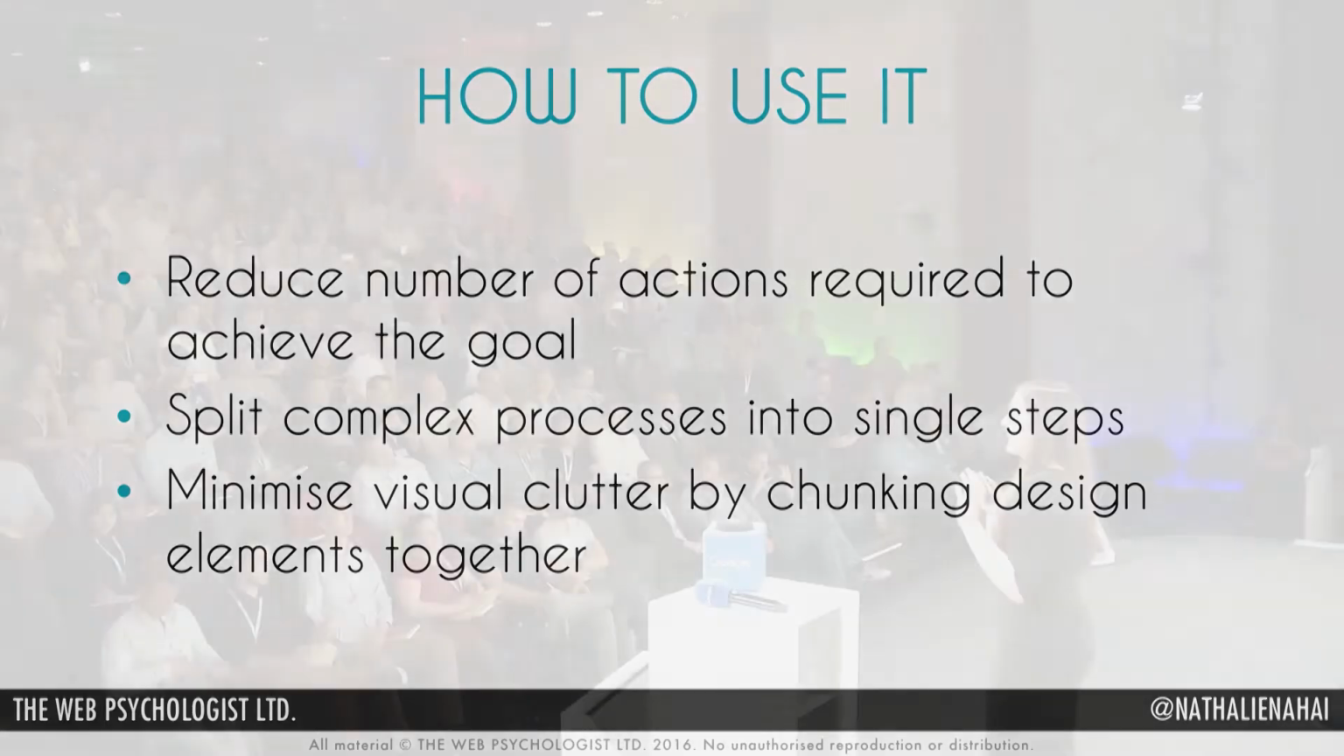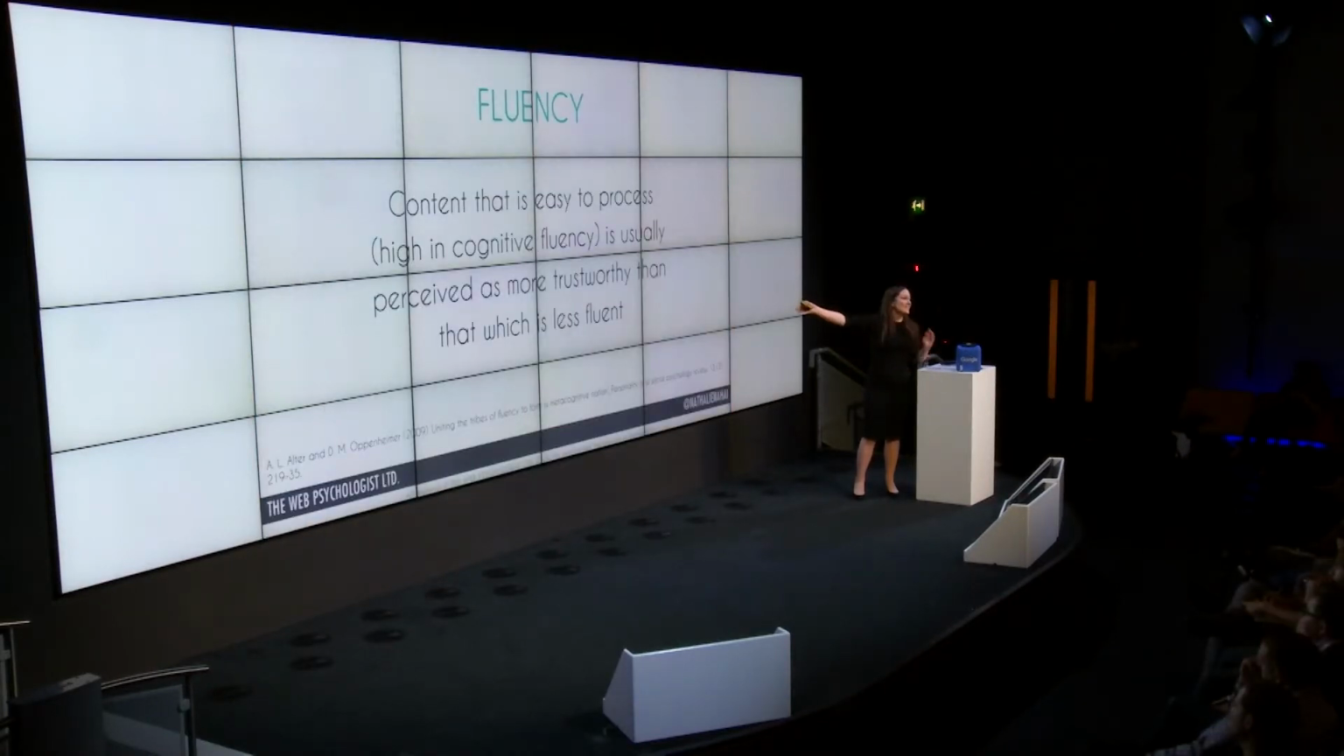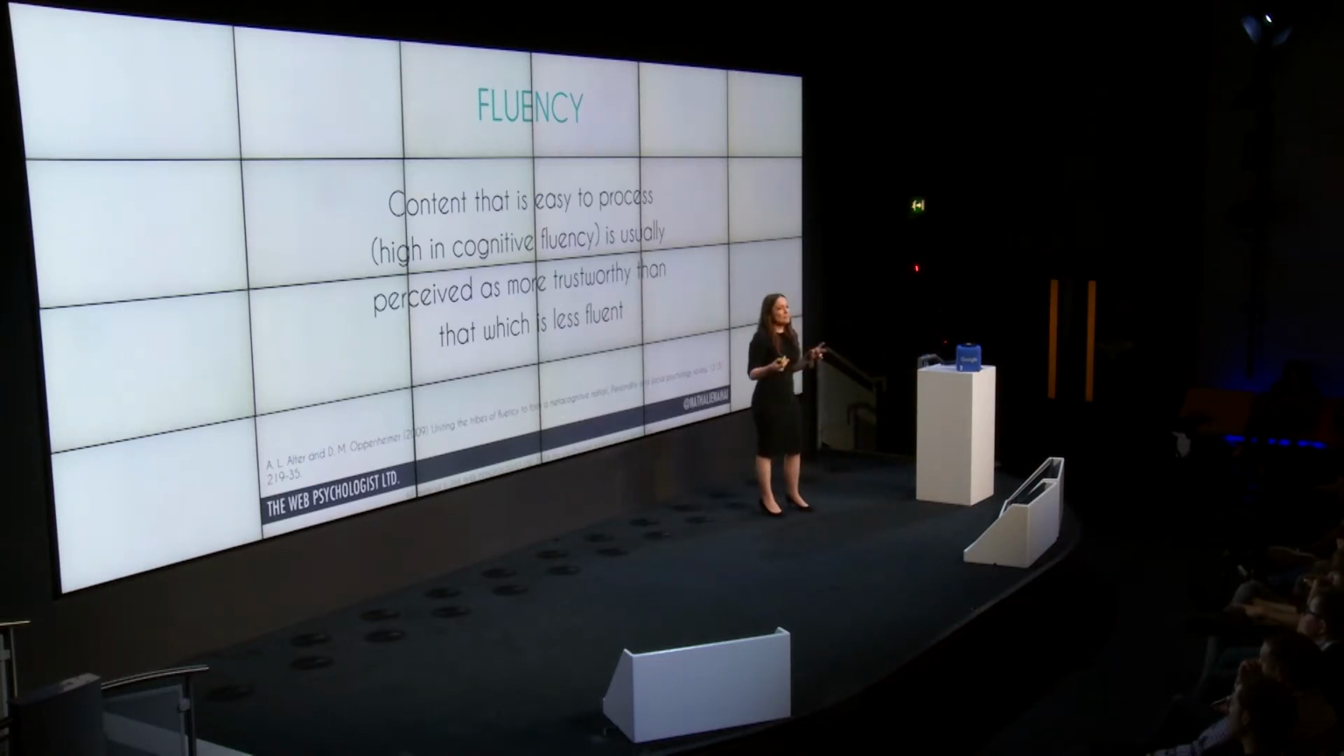Okay. Psychological principle number 2 is processing fluency. And this is the ease with which we process information in our environment, whether on or offline. And basically, the rule is that content that is easy to process, so it's high in cognitive fluency, it's easy for you to figure out, is usually going to be perceived as more trustworthy than that which is less fluent. And the reason for this is if you read something that makes sense, you then imbue the brand that's giving you that message with the same level of fluency, so you trust it more.